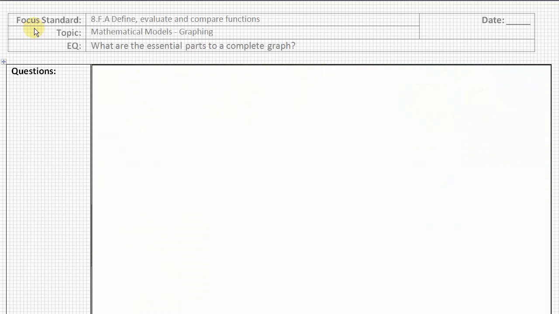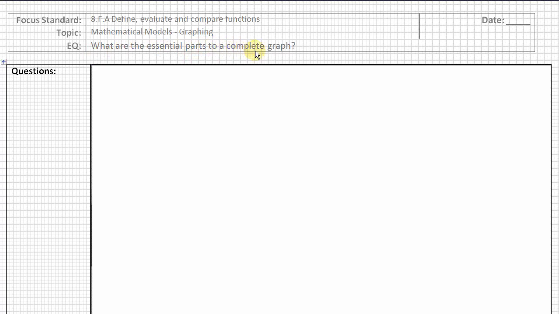For today's lesson, our focus standard comes from Grade 8 on Functions, Standard A, Define, Evaluate, and Compare Functions. Our topic for this lesson is From Mathematical Models, Graphing.